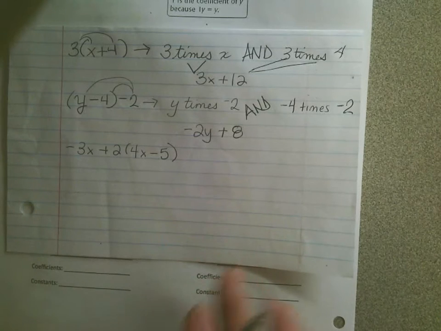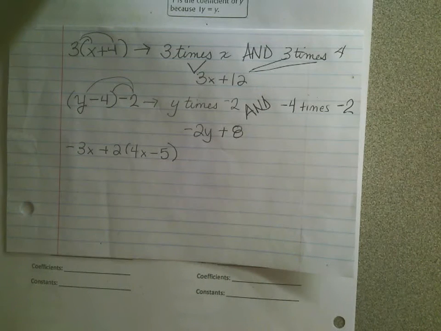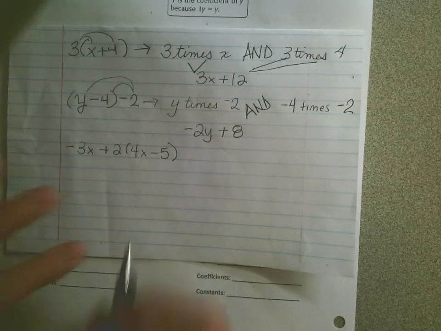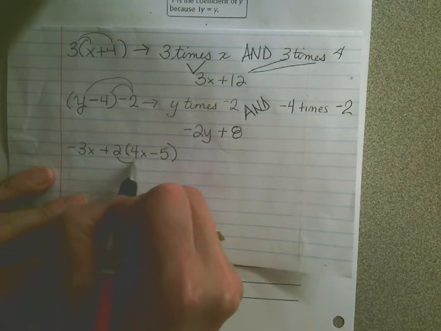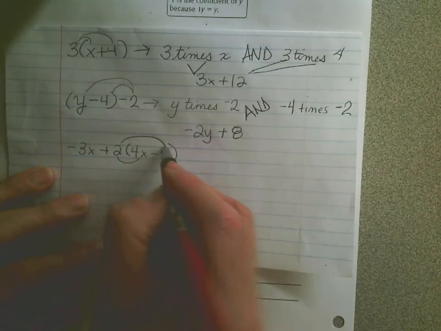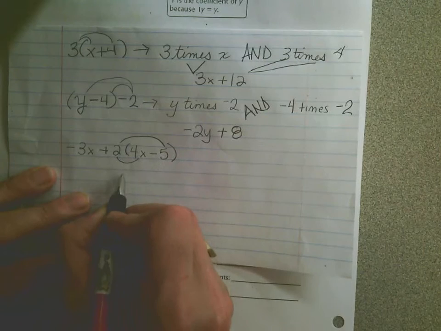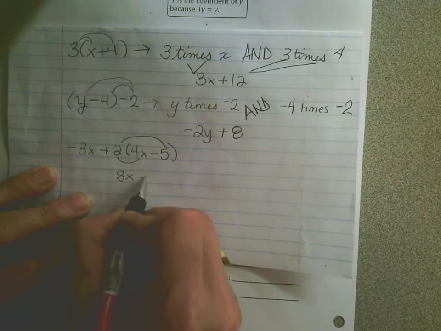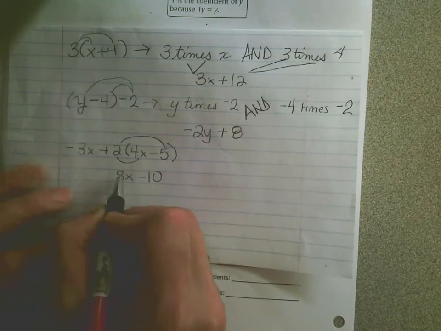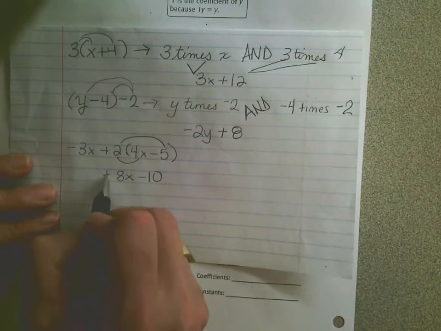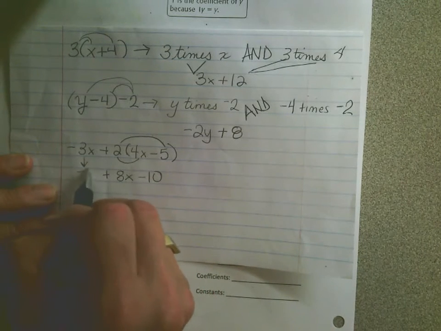What needs to be done here? Is it really hugely different? Hope, what are we going to do? We're going to multiply 2 and 4x and 2 and negative 5. Bravo. Give me the result of just that portion. We have 8x and negative 10. Awesome. That 8x is a positive. Bring down that negative 3x.